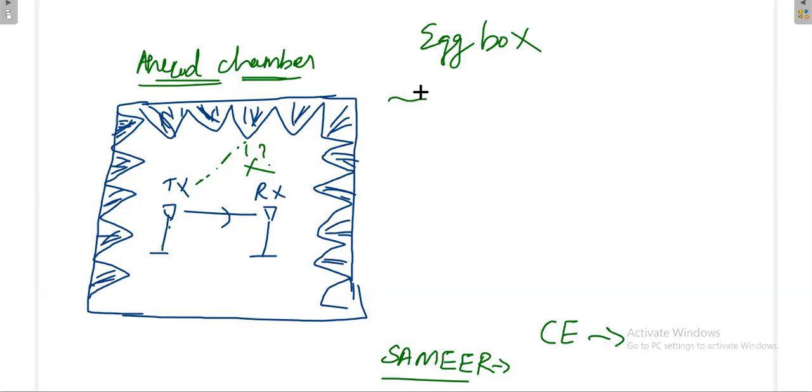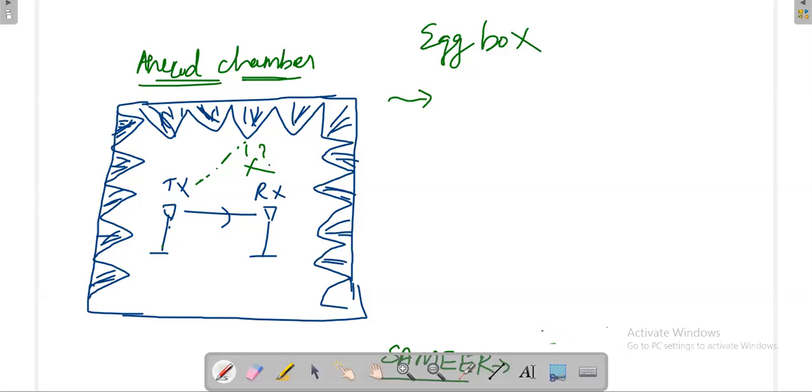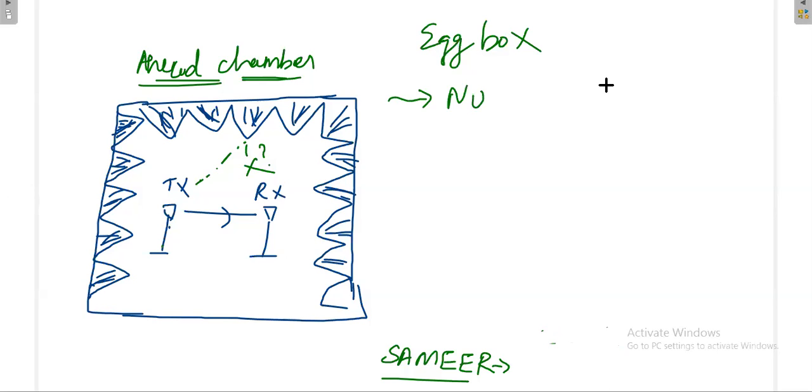So in the case of an anechoic chamber, what you are getting is no reflection. In the case of an anechoic chamber, there is no reflection. That's the main idea.